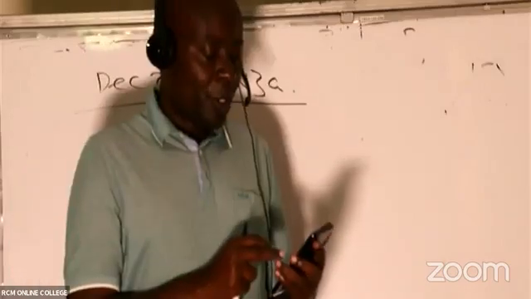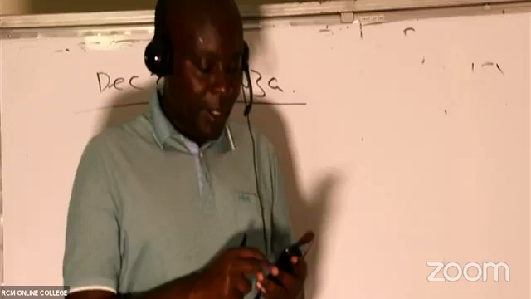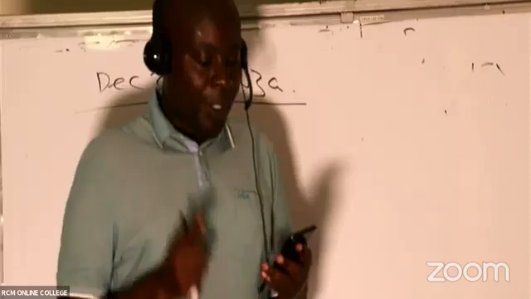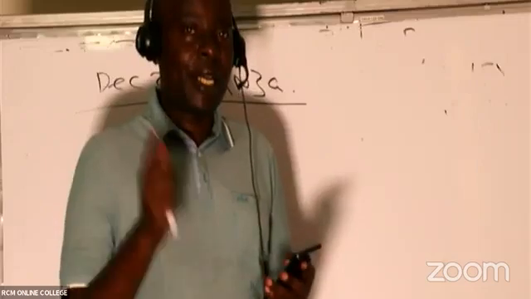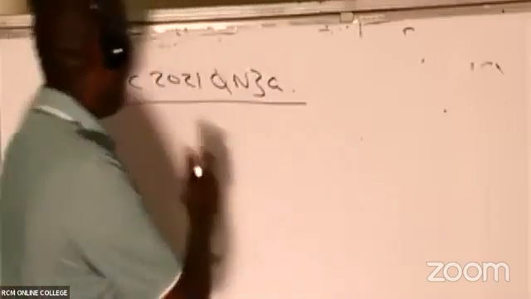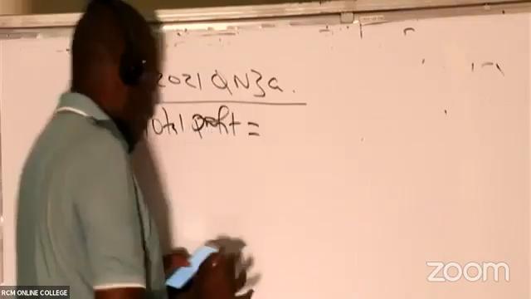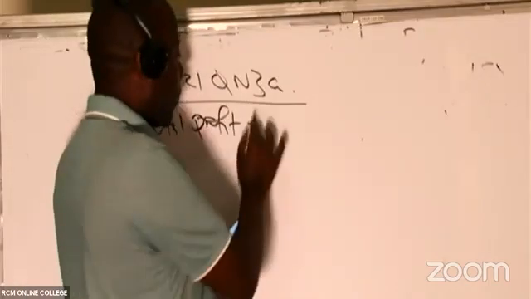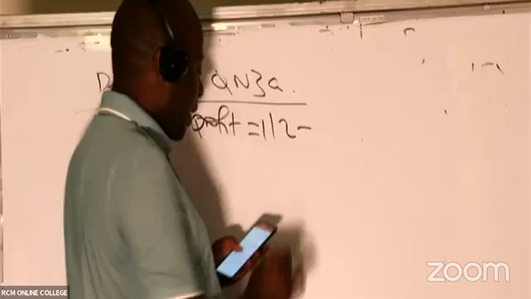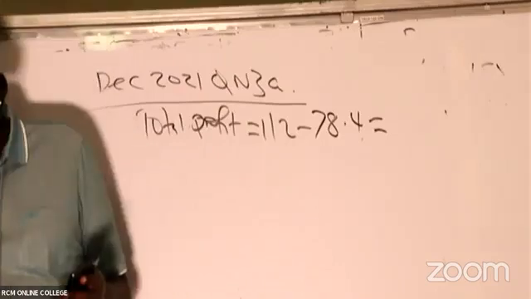So we are told that December 2021, question number 3A, Hen Limited sold a building at its fair value of shillings 112 million to a finance company on 31st October 2020 when its carrying amount was 78.4. The building was leased, and by the way, what is the total profit there? I can see this is quite low hanging. I sold it for 112, and its carrying amount was 78.4.